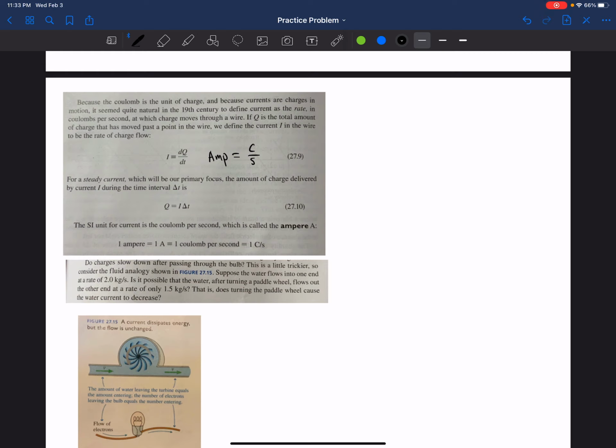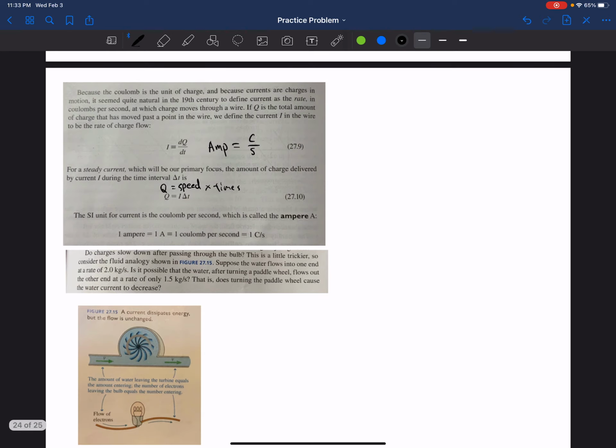So for a steady current, which will be our primary focus, the amount of charge delivered by current I during the time interval delta t is Q equals I times delta t. So as I said earlier, current is pretty much speed. Speed times time gives us distance, which pretty much is charge in this case. And the SI unit for current is the coulomb per second, which is called the ampere, A. I already talked about that.